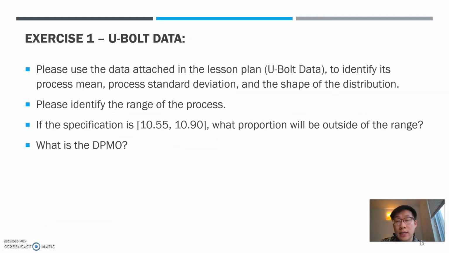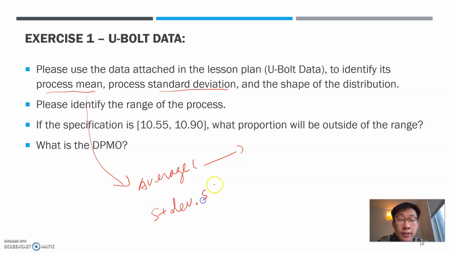So let's take a look at the first example. This is U-Bolt data. I will attach this data under the video. You can play around yourself and see if you can obtain exactly the same result as mine. To identify its process mean, of course, you can do this easily using the average formula. And for the standard deviation, you can use STDEV.S. Do not use P, as that is the calculation for the population. They use different formulas. The standard deviation of the population and the standard deviation of the sample are different. You need to always use S for this type of study.